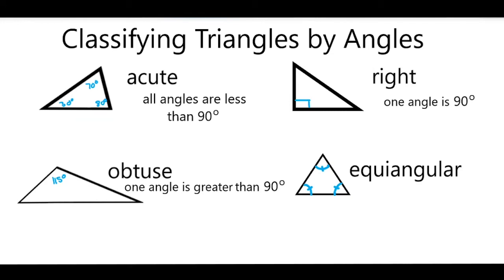And the fourth classification we'll talk about is the equiangular triangle. What that means is that all the angles are congruent. And since all the angles are congruent, I'm going to let you know that they are all 60 degrees. So all of the angles in an equiangular triangle are 60 degrees. And these are the 4 ways to classify triangles by their angles.